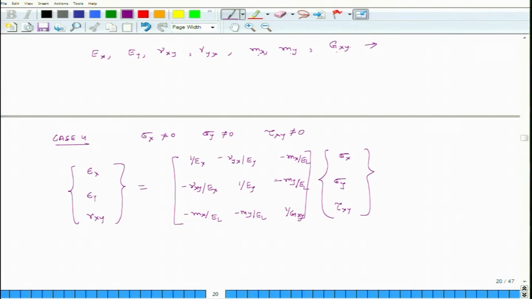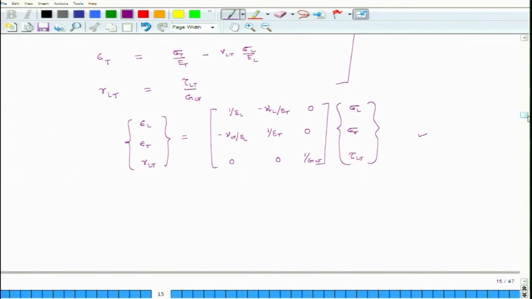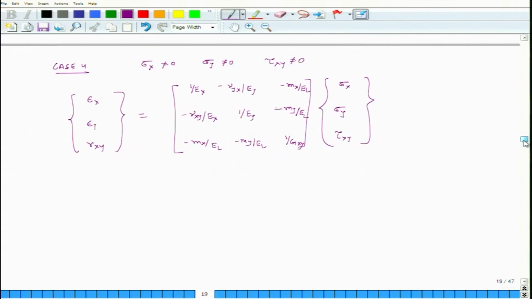So, these are the relations, and we are getting these just as we got the relation in the case of special orthotropy, by the principle of superposition. Similarly, we have used the same approach to develop a stress strain relationship for a generally orthotropic lamina when it is subjected to all the 3 stresses sigma x, sigma y, and tau xy. Okay. So, this is where we are.